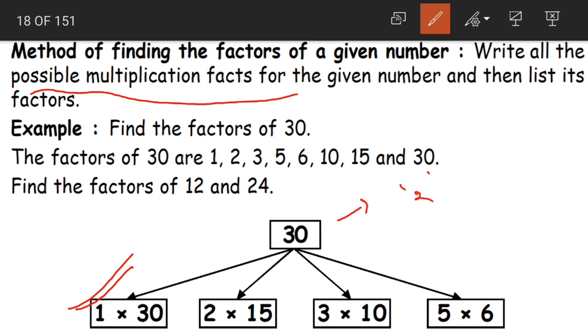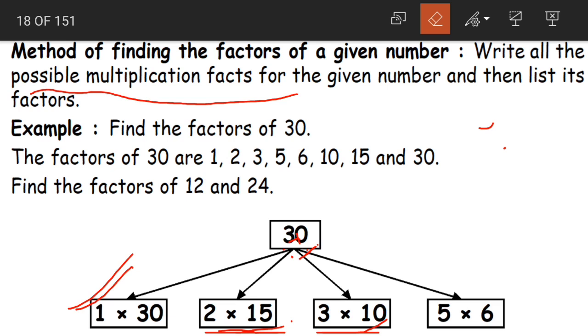Next, will it come in the 2 table? It has 0 in the ones place, so it is divisible by 2. We have 2 15s are 30. Next we have 3. When we add the digits 3 plus 0, we get 3 as our sum. It is a multiple of 3, so 30 is again divisible by 3. 3 tens are 30. Next, it is not divisible by 4 children. It does not come in the 4 table.